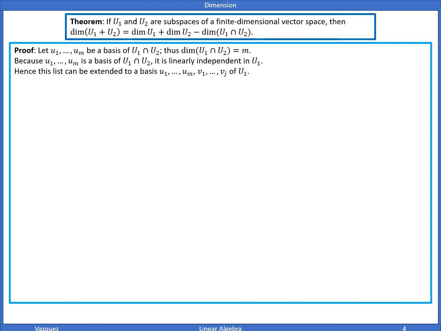So we extended this linearly independent list in U1 to a basis. And how are we allowed to do that? Well, we saw that theorem that allows that from the previous lecture. Well, now the dimension of U1 is equal to m plus j, right? Where do we get the j from? Well, from v1 to vj. That's a list of length j. So the dimension of U1 is equal to m plus j.